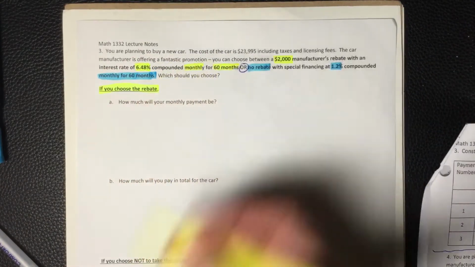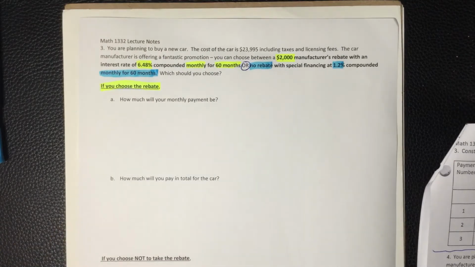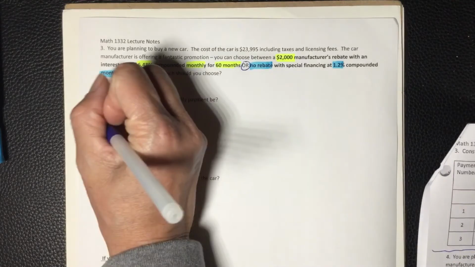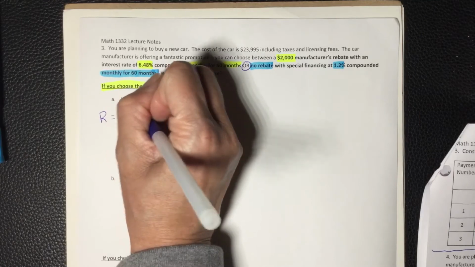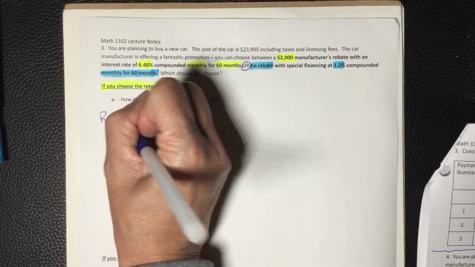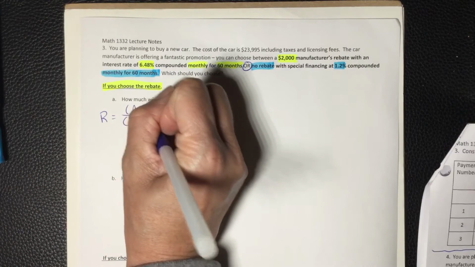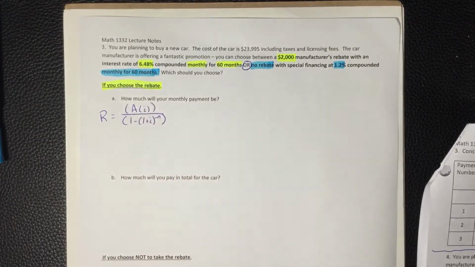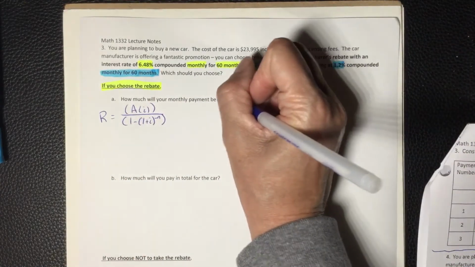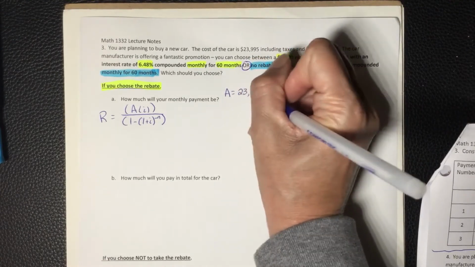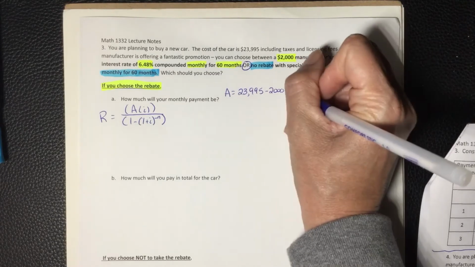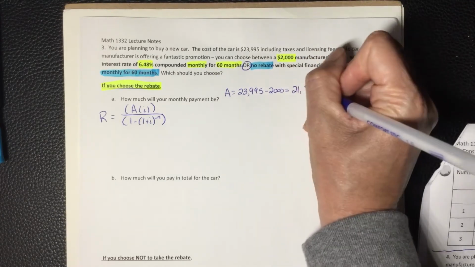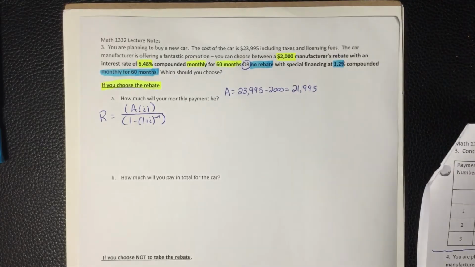All right, so we need to calculate the monthly cost, the monthly payment. So remember, this is the same formula we've been using in this whole section. So let's just take a second and get that written down. All right, so remember that A is the amount that we're borrowing. So the car is $23,995, but we are getting that rebate. So we're getting that $2,000 off, which will make it $21,995.